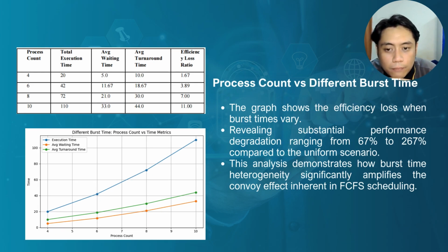Here you can see the process count versus the different burst time, where the graph shows the efficiency loss when the burst time varies, revealing substantial performance degradation ranging from 67% to 267%. This analysis demonstrates how burst time heterogeneity significantly amplifies the convoy effect inherent in first come first serve scheduling. Because of the different burst time, there is a curve at the three main parts here. You can see execution time in blue, average turnaround time in green, and the average waiting time in orange.